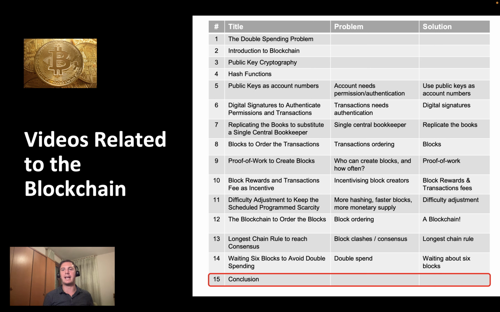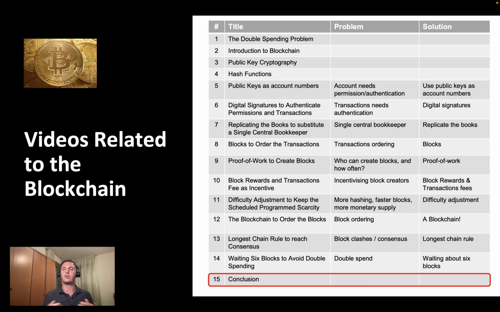It uses the public key as the account number. Then the second problem is that transactions need to be authenticated, like the password in your account for a bank, and the solution is to use digital signatures. Then the next problem is that we have a single central bookkeeper in a bank, and the solution is to replicate the books. And then we had how we order these transactions.